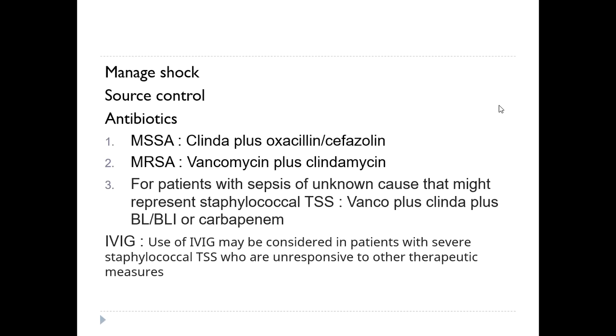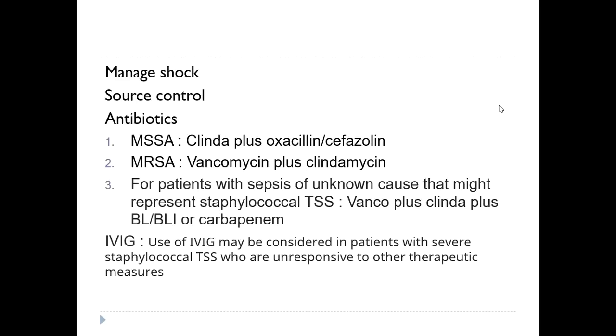Management is managing the shock, supportive care, source control, antibiotics. These are the antibiotics. Please remember, they have included clindamycin in every category. Why? Very good. So it's a toxic shock syndrome. Clindamycin is the antibiotic which has antitoxin effects on gram-positive bacteria, so we combine it with these. For MSSA you use clindamycin plus oxacillin, for MRSA vancomycin plus clindamycin, and for patients with unknown cause where you may have some gram negatives also, vancomycin, clindamycin, and a beta-lactam/beta-lactamase inhibitor or carbapenem.